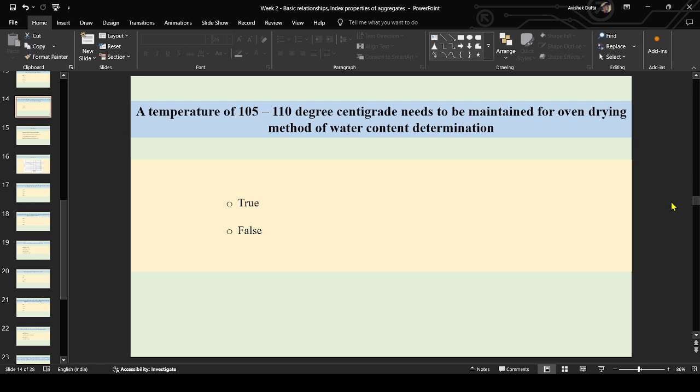So the question was, it's a statement. A temperature of 105 to 110 degrees centigrade needs to be maintained for oven drying method of water content determination. You have to say whether this statement is true or false. Okay. Next question.